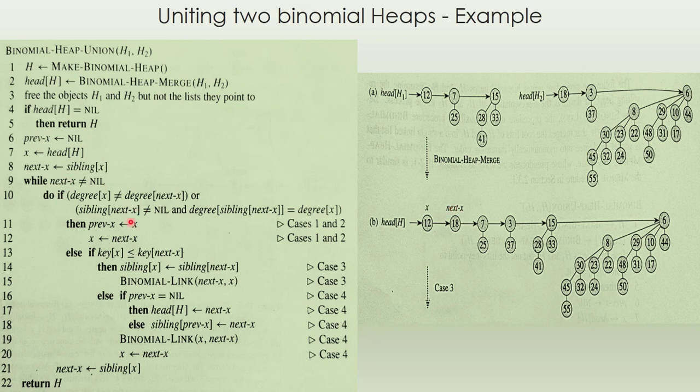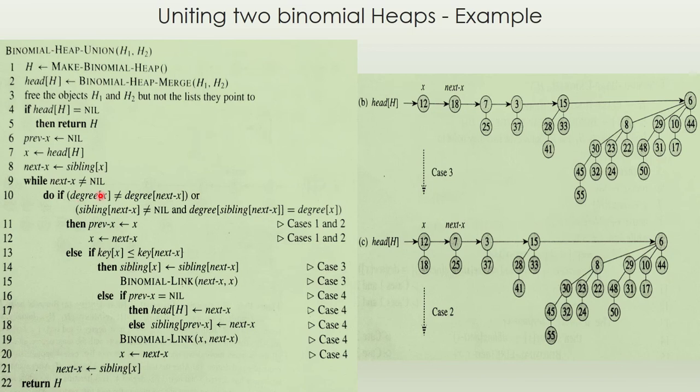So these steps are going to execute. You just test the condition. Degree of x not equal to degree of next x. This condition is false. Sibling of next x is not equal to nil because sibling of next x is 7. Degree of sibling of next x and degree of x: what is degree of x? 0. What is sibling of next x? 7. What is its degree? 1. 0 equal to 1 is false. That means these two conditions are false. So it is not case 1 or case 2.